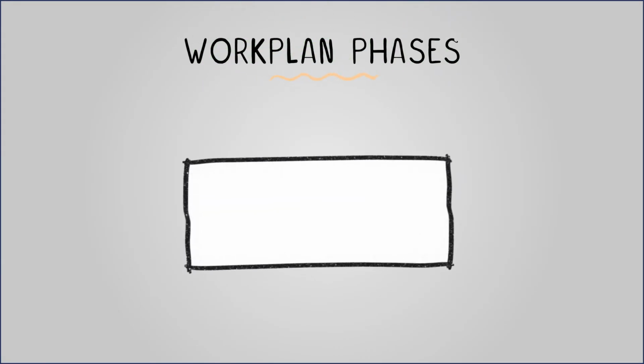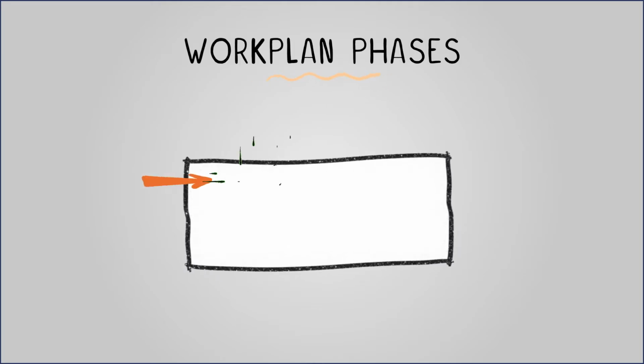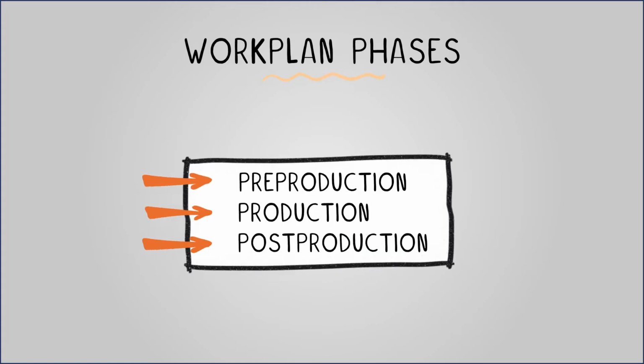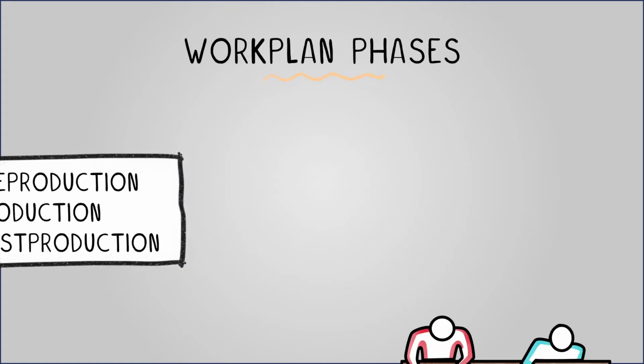Creating a creative media project involves three essential phases: pre-production, production, and post-production. A work plan will include all three of these phases within its schedule.